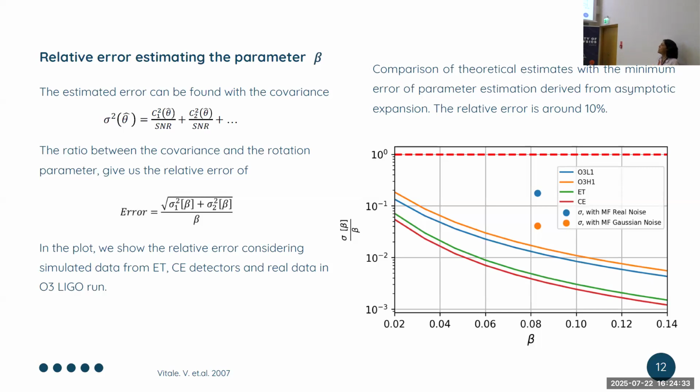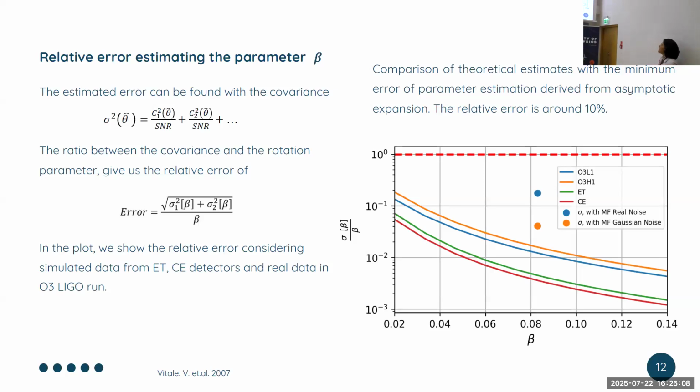Okay, after doing the sum of these two terms, we can see here the error that we obtain for the parameter beta. And remember, our main point is about 0.08. We can see here that if the error is on this red line, it is 100%. And if we make the comparison, in the matched filter we did an analysis with real noise and Gaussian noise, which are these two dots.